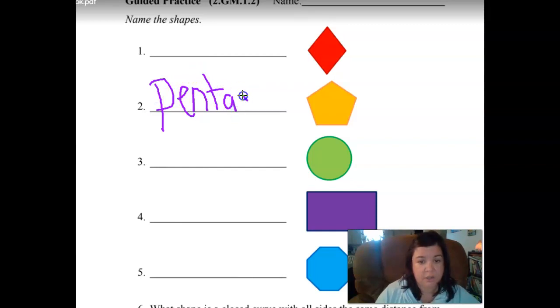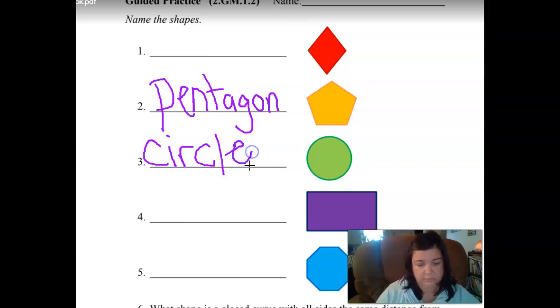And spelling them correctly. You need to spell them correctly. This is the time to learn how to spell them. Pentagon. Okay. So what's the next one? That one's real easy, right? Circle. Okay. What's the next one? Take a look at it.